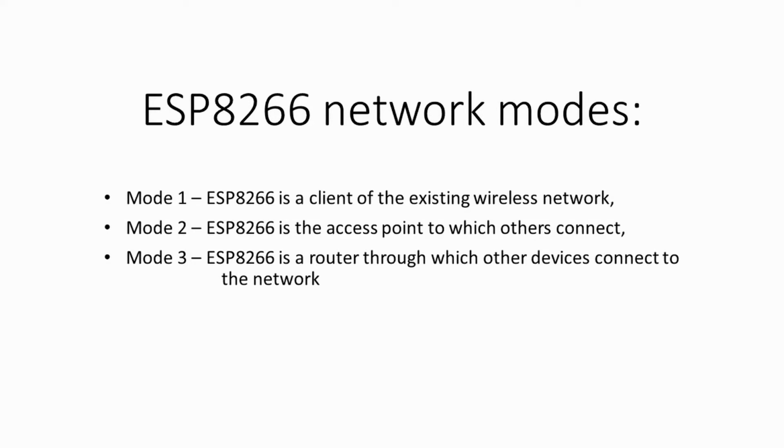Using simple AT commands, we can connect ESP8266 to the network in 3 different modes. Mode 1 – Client mode, the ESP8266 connecting to an existing wireless network. Mode 2 – Access point mode. Other wireless network devices can be connected to our ESP8266. Mode 3 – Dual mode, called router. The ESP8266 acts as an access point and connects at the same time to existing wireless network.